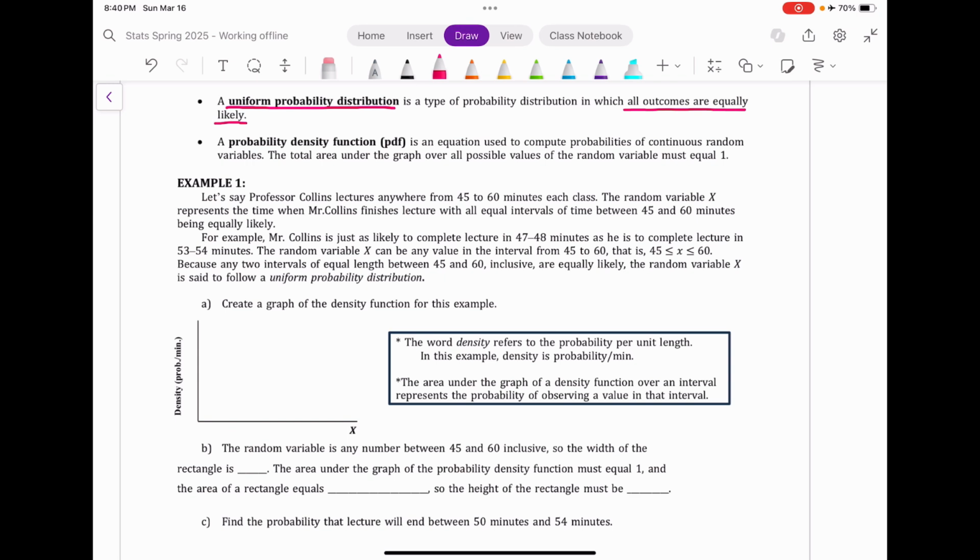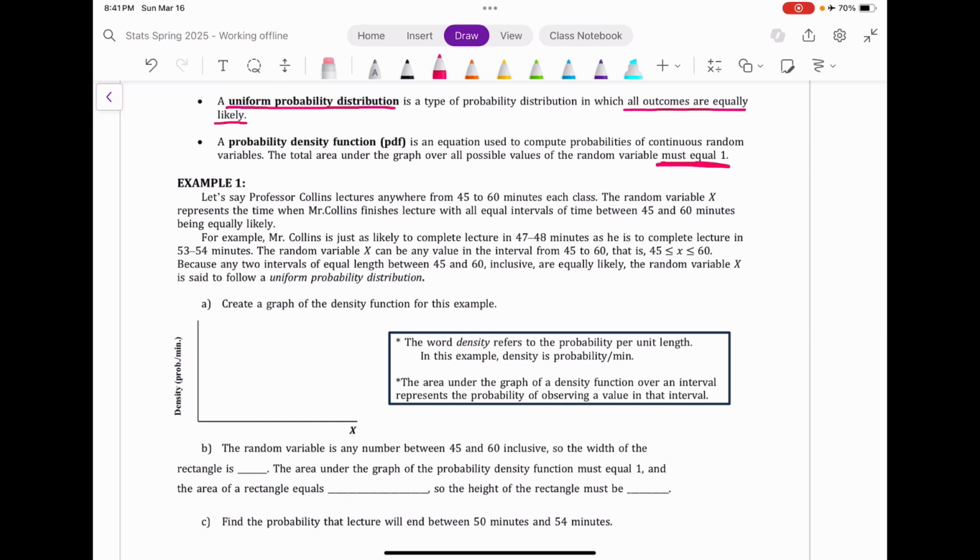So, we're going to look at a probability density function in example 1. And one thing to know is when we are looking at the graphs, we are trying to associate the area under the curve with the probability of the random variable. So the total area under any probability density function must always equal 1, which is very important.